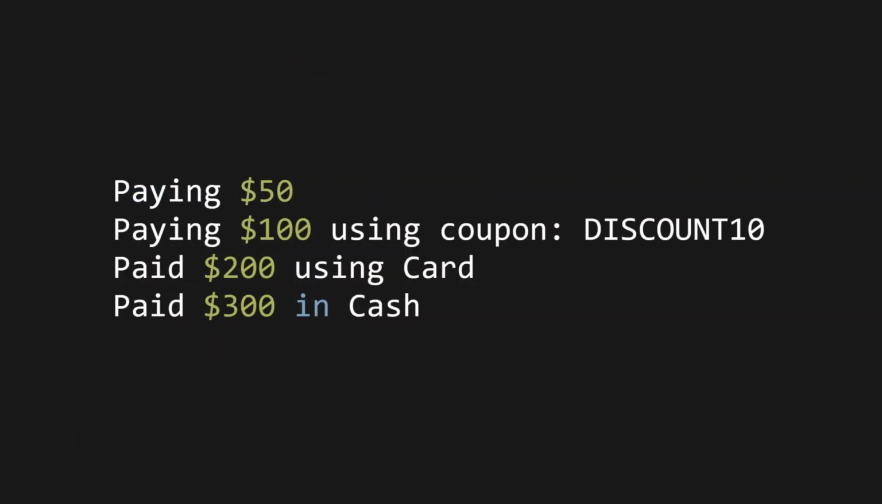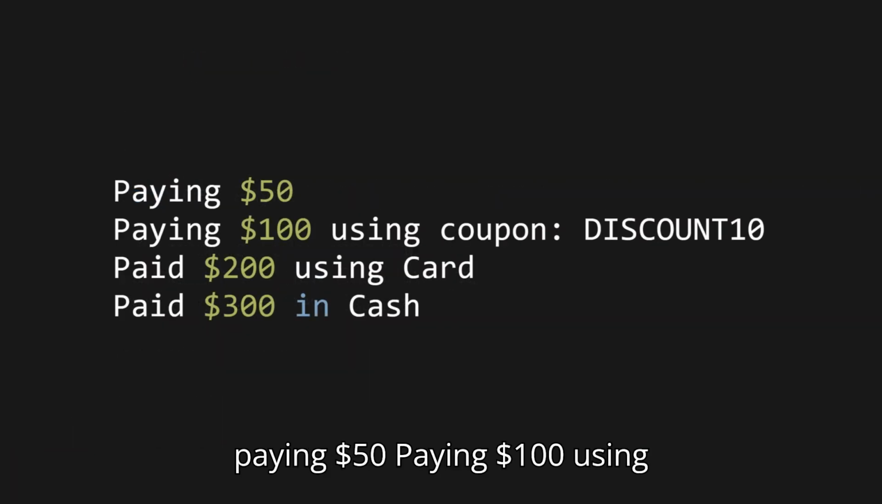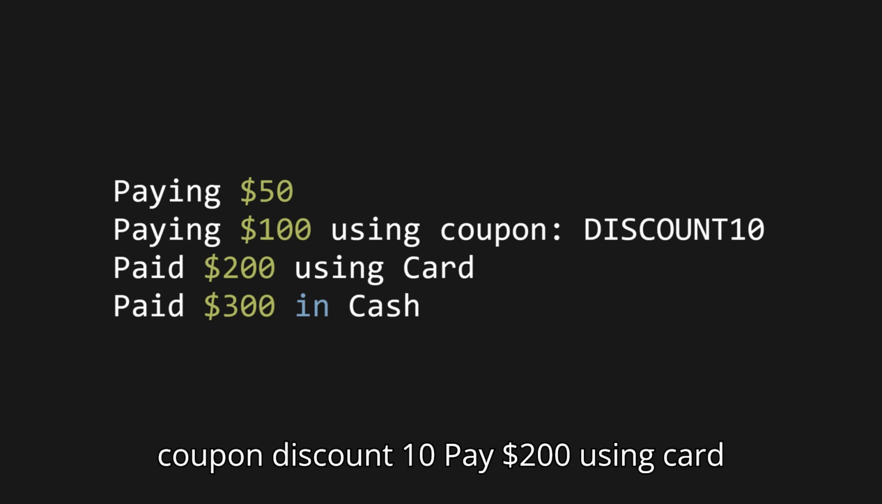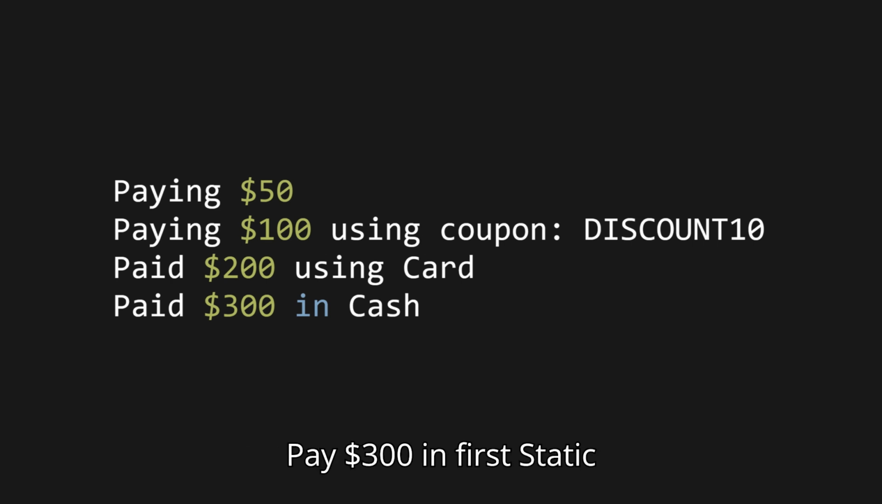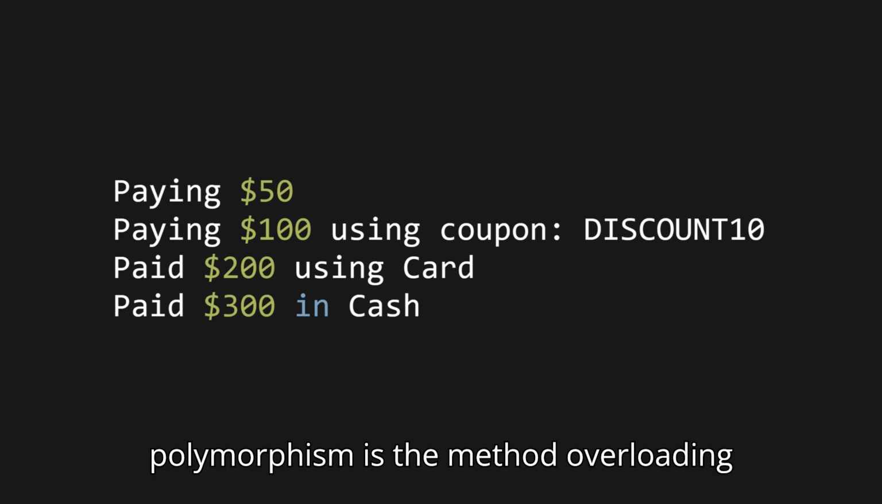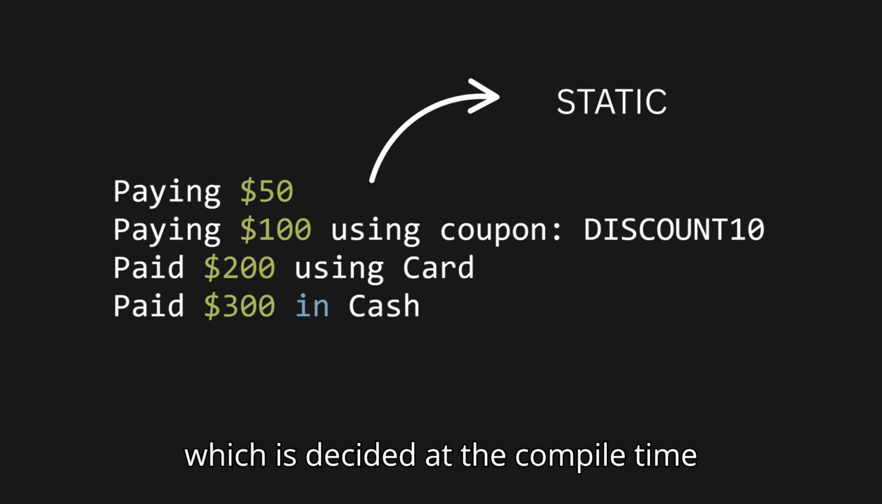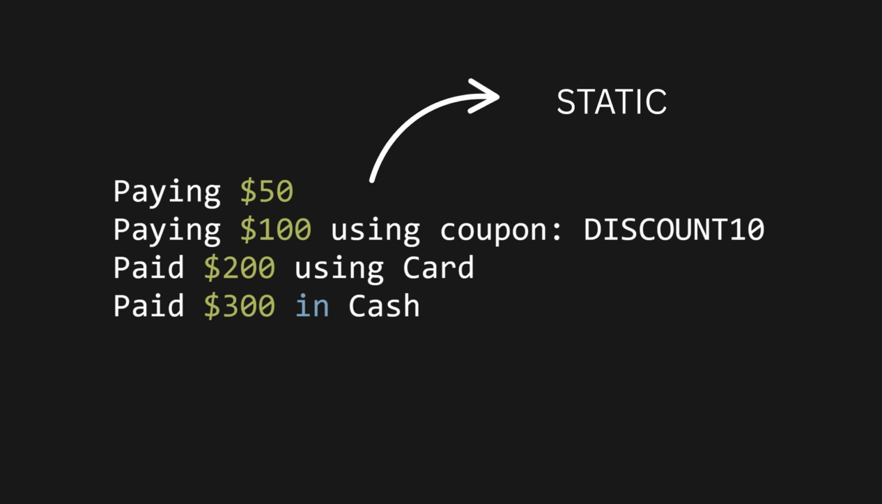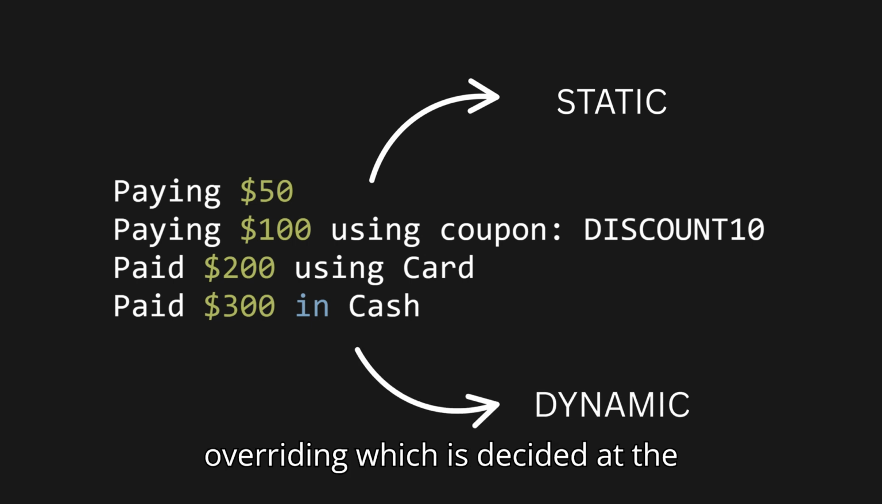And the output will be: paying $50, paying $100 using coupon discount10, paid $200 using card, paid $300 in cash. Static polymorphism is method overloading, which is decided at compile time. Dynamic polymorphism is method overriding, which is decided at runtime based on the object.